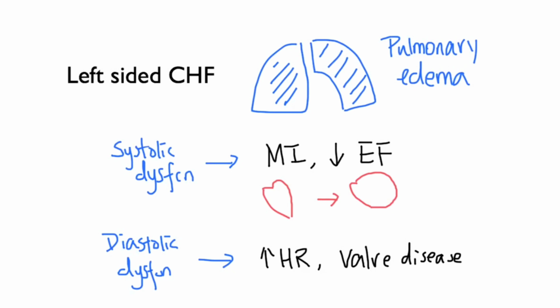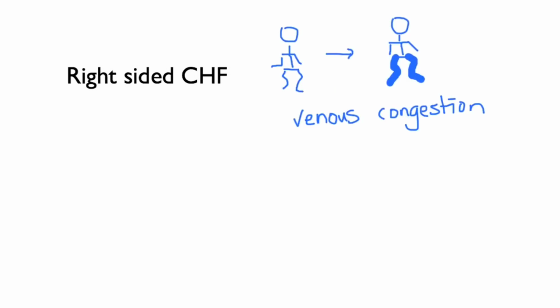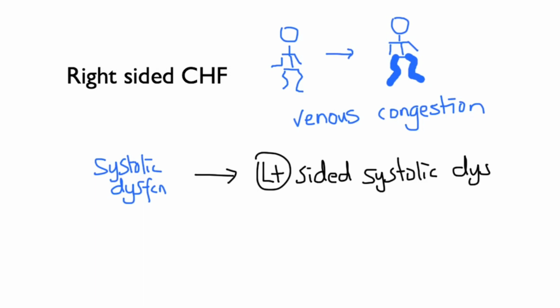Right-sided heart failure presents as peripheral edema from venous congestion. The most common reason for right-sided systolic dysfunction is left-sided systolic dysfunction. It can also come from pulmonary disease such as pulmonary hypertension. Right-sided diastolic dysfunction is rare. It can happen, however, in cardiac tamponade.